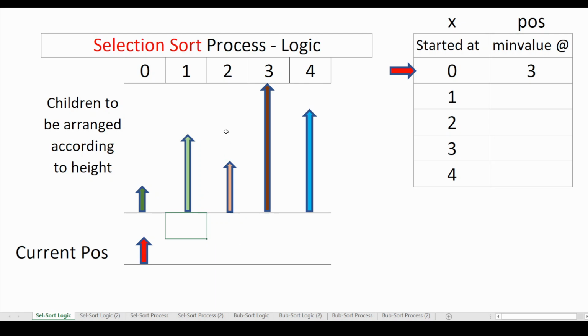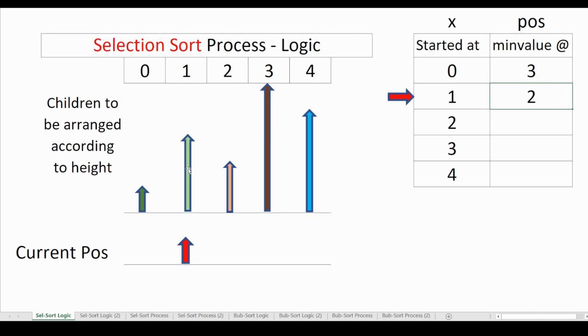What do we do next? We move forward. I move forward to position number 1 now. I also move it to position number 1. Starting from position number 1, I figure out that number 2 is the shortest child. This is the shortest child. So I write down number 2 here. If 1 is where I started from, 2 is where I found the minimum value.